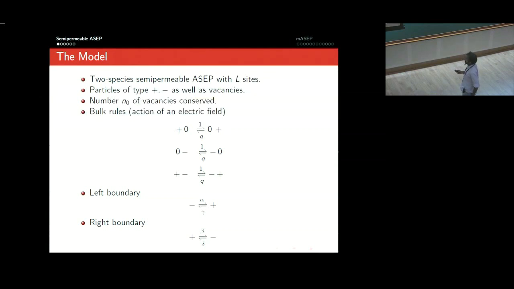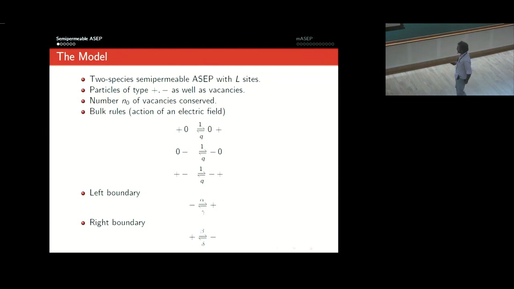So in the bulk, the rule is the following. Whenever a plus is followed by a vacancy, it wants to go right with rate 1, and the flip happens the other way around with rate q. And similarly, a minus wants to go to the left against a vacancy, and a plus and minus also want to interchange. All of these happen with rate 1 in the forward direction and rate q in the backward direction. So you can think of an electric field pointing to the right, and q you think of as less than 1. So mostly pluses are going to the right, minuses are going to the left, but occasionally they will go the other way around.